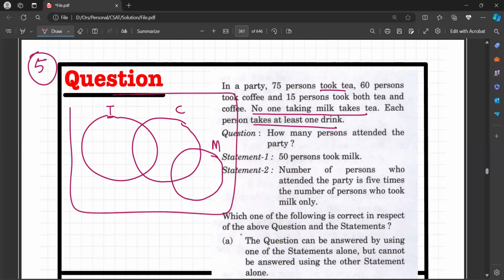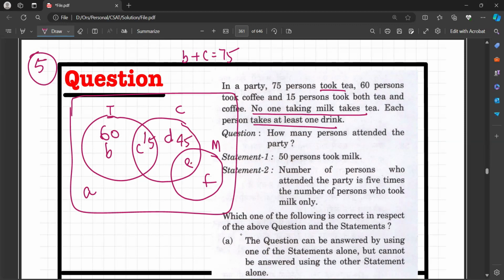This is the whole chamber. And here, let us assume these regions to be A, B, C, D, E, and F, right? 75 persons took tea. That means B plus C equals 75. Yes or no? In tea the total should be 75. That means this plus this is 75. 15 took both tea and coffee, so this becomes 15. Total here is 75. This becomes 60. D becomes how much? Total 60 are taking coffee. So this becomes 45.